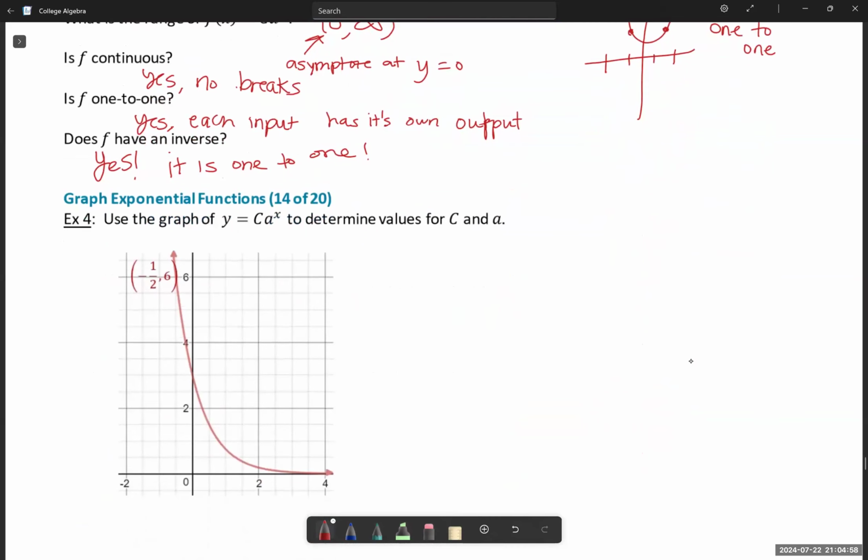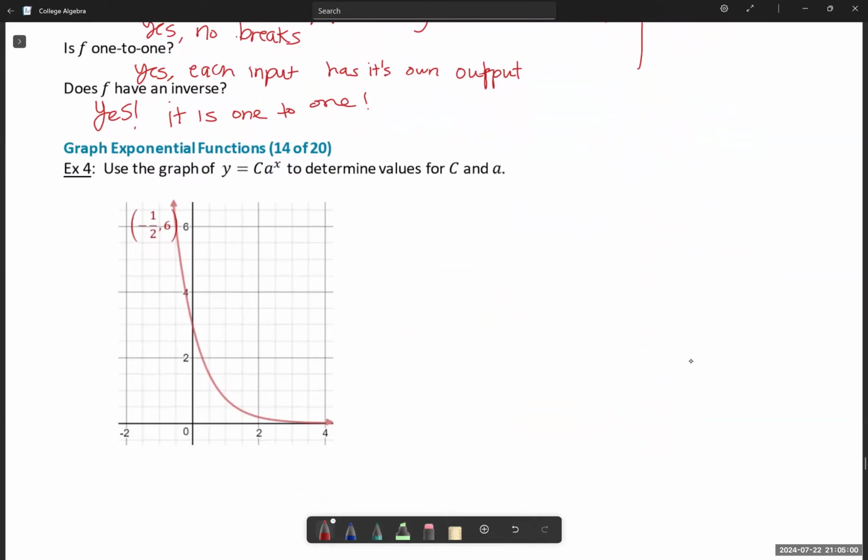So let's see if we can look at this from a graphical standpoint. It says use this graph to determine the values for C and A. So C is where it crosses the y-axis. C is the y-intercept. So in this case, C equals 3 because this is the point 0, 3.